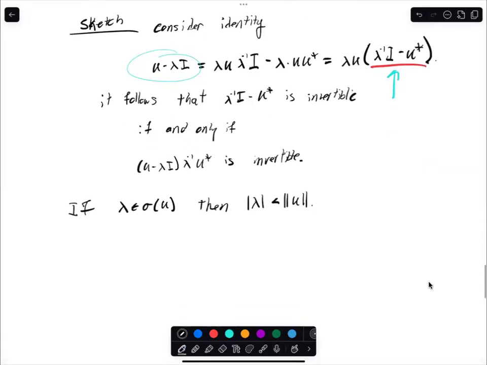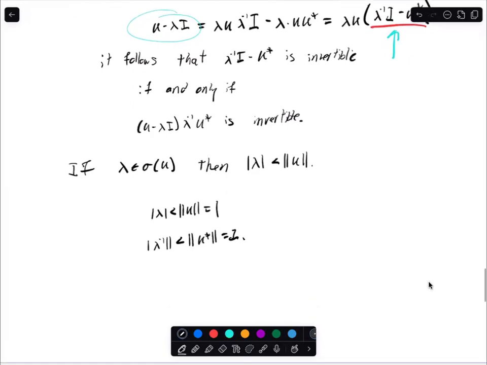So basically, it follows that lambda needs to be less than or equal to the norm of the unitary, which is equal to 1. But also lambda inverse needs to be less than or equal to the norm of U star, which is also equal to 1. So that tells us that lambda needs to have absolute value 1 whenever we actually do land in the spectrum. Okay.